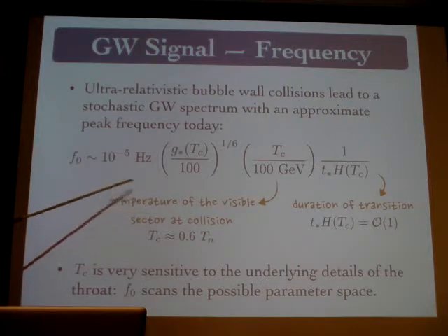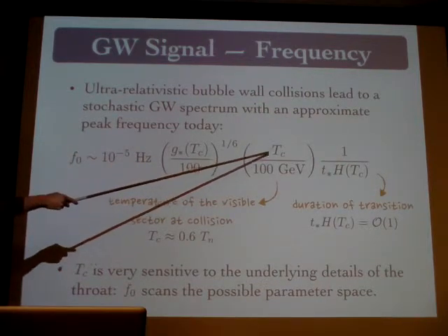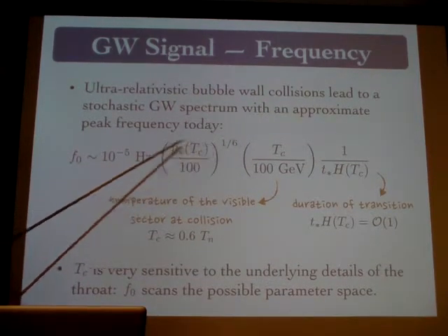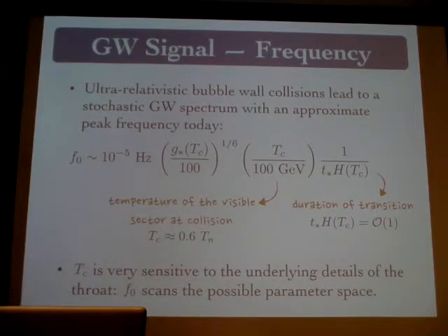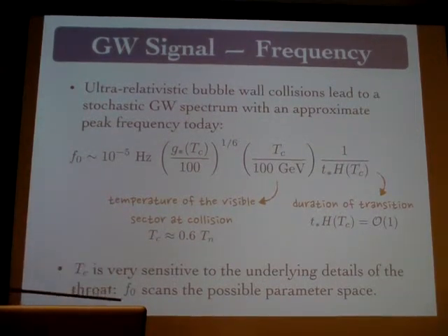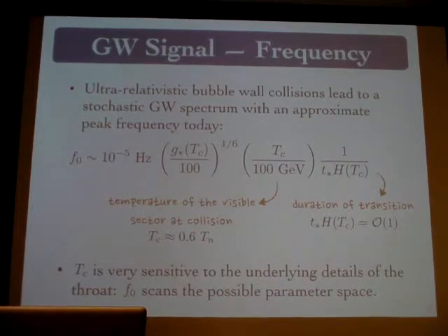And here, there's obviously a correspondence between the temperature of the visible sector when this is happening, when the collision is taking place, and today. The one thing I want to emphasize is that the temperature at which this is happening depends very strongly on what the details of the throat are. So as I told you before, we had this decay rate that depended exponentially on something like the fluxes I had around. So this actually depends very sensitively on the underlying parameters, say, of our throat sector.